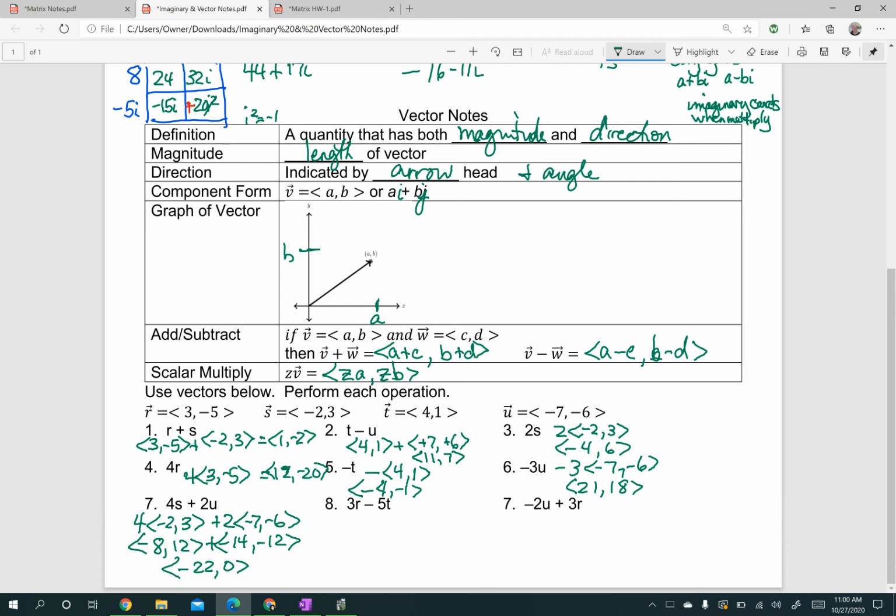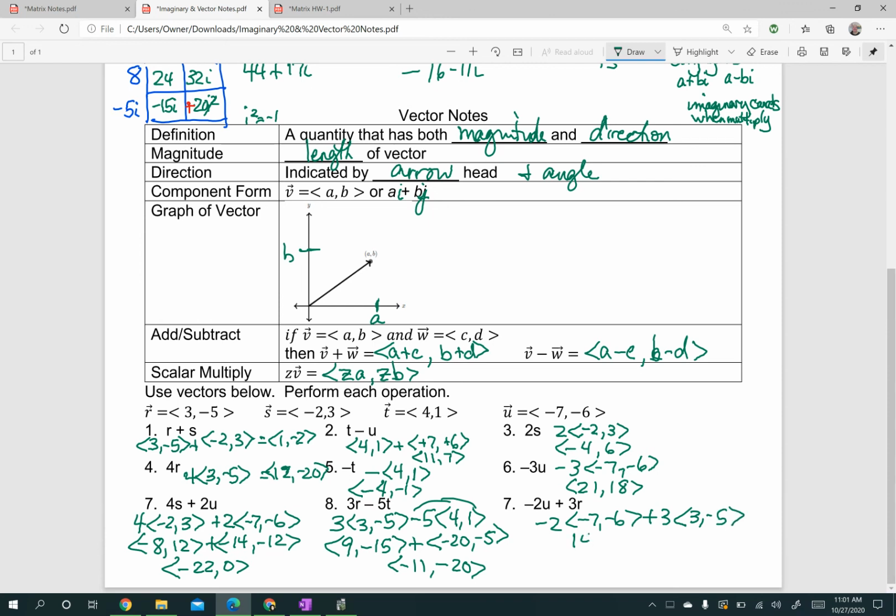Same thing here, 3 times r is 9, negative 15, minus 5 times t, which is 4, 1. Now, the easiest way to do this is to multiply negative 5 times this and make this a plus in between. So negative 5 times 4 is negative 20. Negative 5 times 1 is negative 5. Now you're just adding. So 9 plus negative 20 is negative 11, and negative 15 and negative 5 is negative 20.